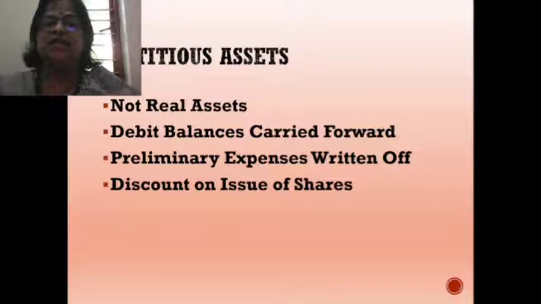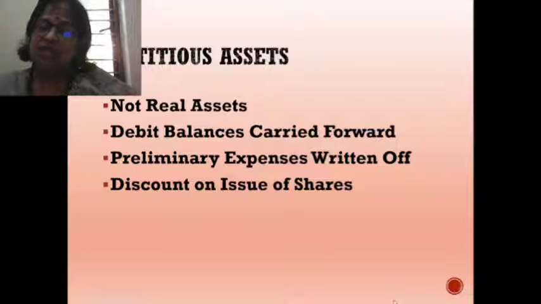So fictitious assets meaning not real assets. These assets are present in the business, but we cannot see that, we cannot touch that. Example, debit balances carried forward. Say for example, preliminary expenses written off. When you start a business, we have to incur so many expenses, so that we have to write off in 5 years. Or discount on issue of shares. This is incurred at the time of starting the business, but we are writing off over a period of 5 years. So these are fictitious assets. This amount we have seen, but over the years only we are writing off, because we are going to get the benefit for a number of years.